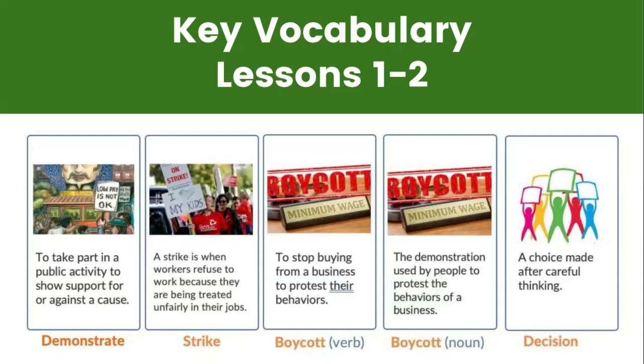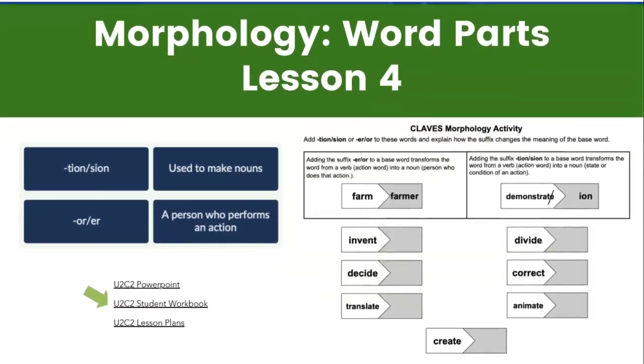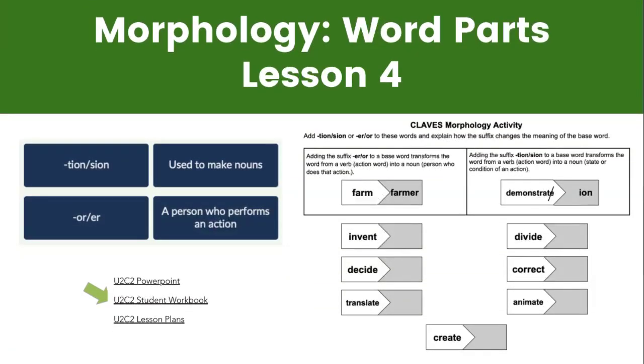So we again start with lesson 1 and 2 and the key vocabulary. These will be the ones that they go over for the cycle. And then in lesson 3, they'll be doing a word web graphic organizer. In lesson 4, it's a morphology lesson where they're again reviewing word parts. They're taking a base word, and students will be able to add a suffix to make the word something different.